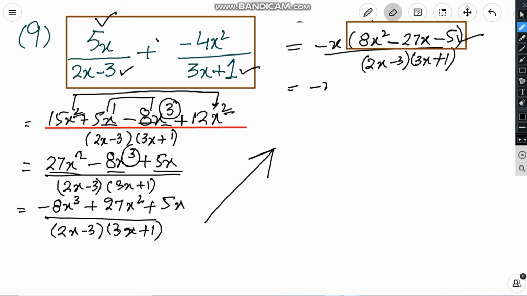So our answer is minus x into 8x square minus 27x minus 5 over 2x minus 3 and 3x plus 1. Okay, so let's move towards our next question.